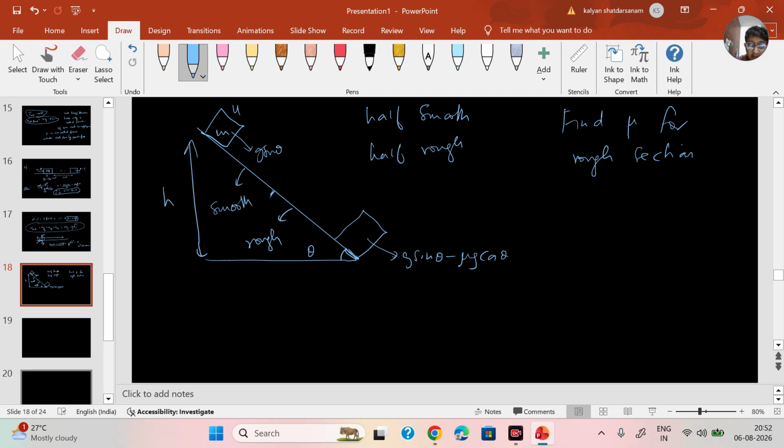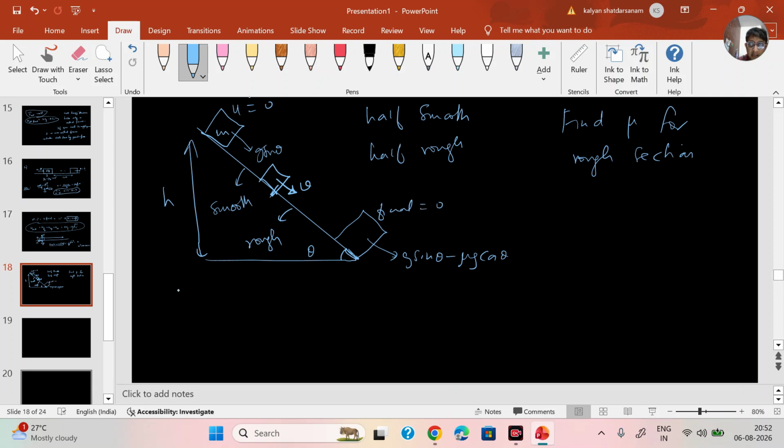So it started from rest. By the time it came to the boundary of smooth plus rough, it had some speed v, it gained good speed. Then it entered the rough section and it slowed down and again it stopped. Finally, the final speed is 0.